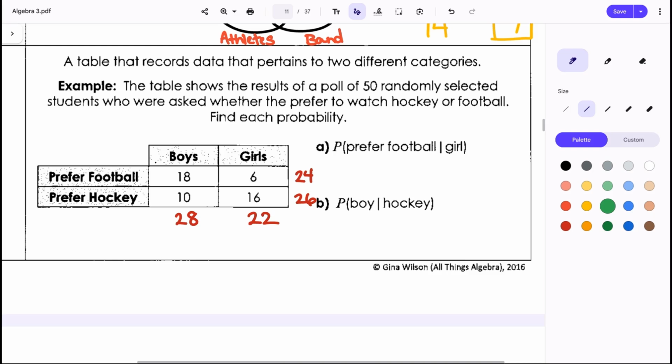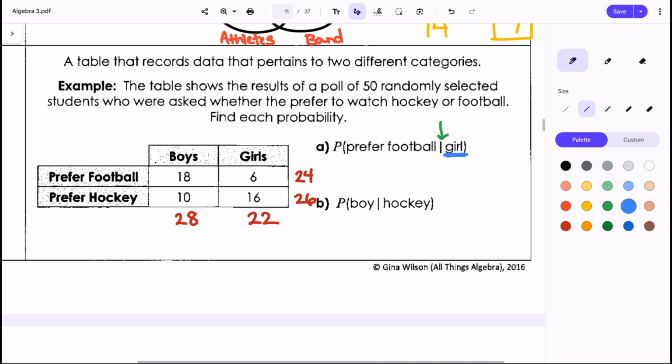All right, so now let's look at these problems that they're asking us to answer. And you'll notice that they have that notation, that little bar. Remember, that means given. So we want to find the probability of someone saying they preferred football given that this person we asked was a girl. So when you read the problem, you always want to start here. Like, what is coming after that symbol? What's the given that we have to focus on? For this one, it's the girl.